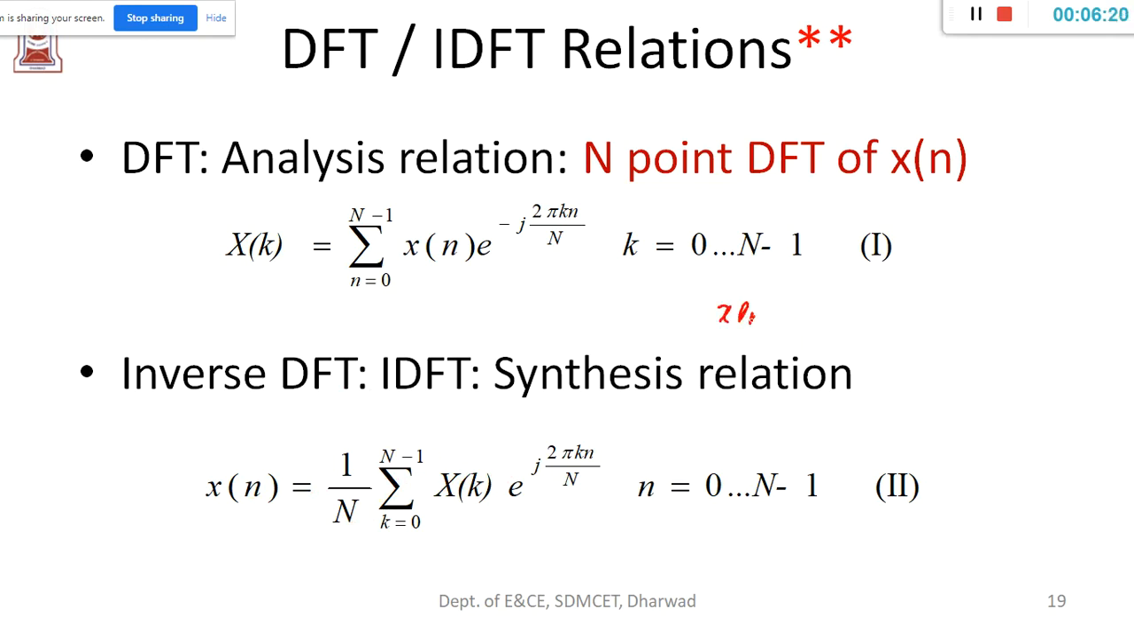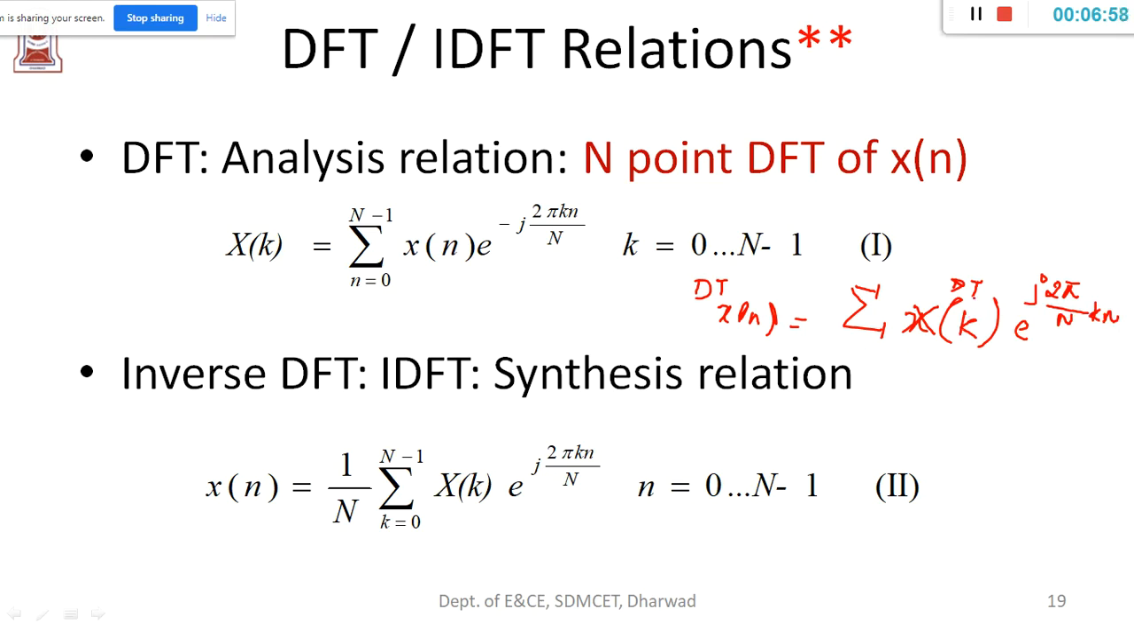So in order to find x of n, what is required here? X of k is required, right? What is X of k? It is a discretized signal, and I want to reconstruct x of n, which is also a discrete signal. So once again, to obtain the discretized signal, I should apply the summation, X of k times e to the power of plus j 2 pi by N kn, right?